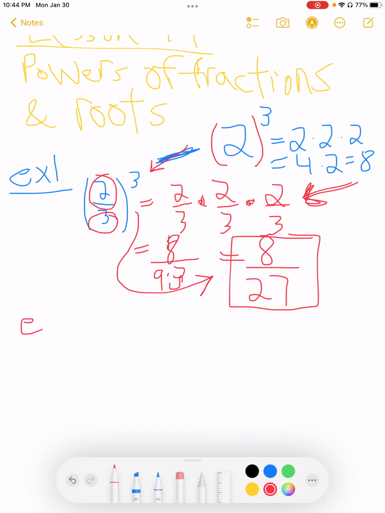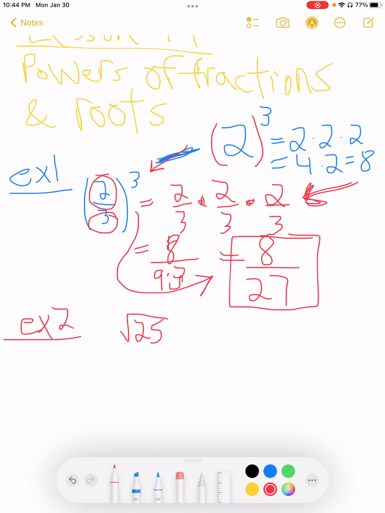Okay, now for example 2. So example 2, we're going to talk about roots of fractions. Okay, so before I do that, right where example 2 is, let's just talk about square root. So if I had the square root of 25, what am I really asking about here, right?